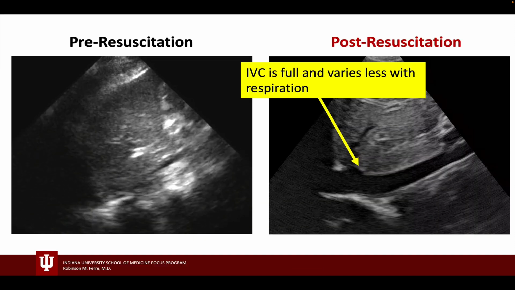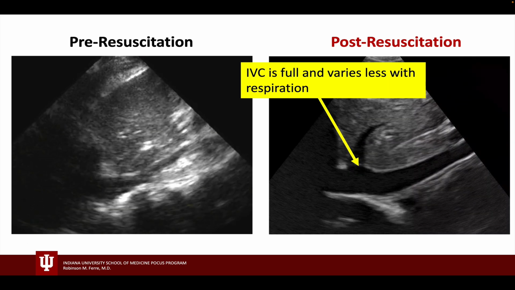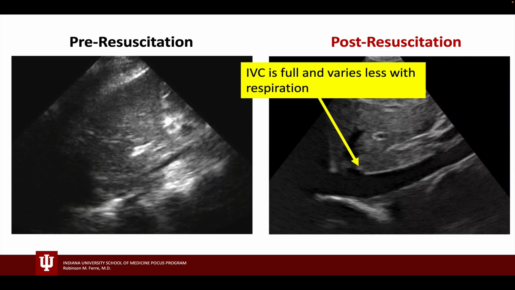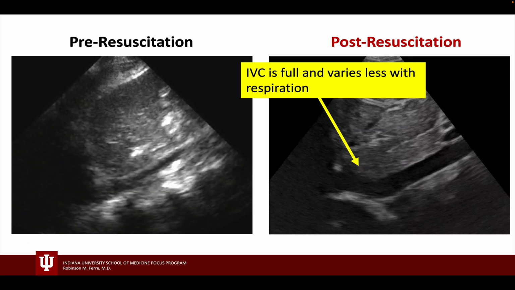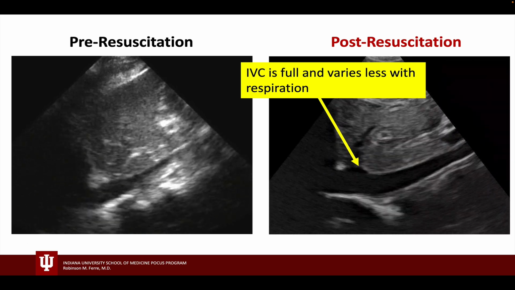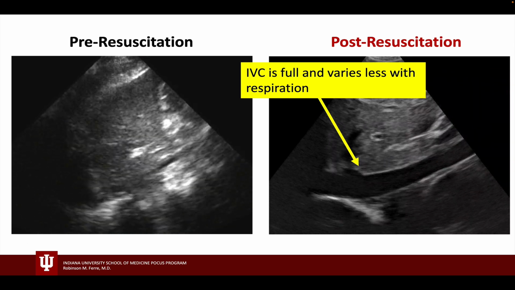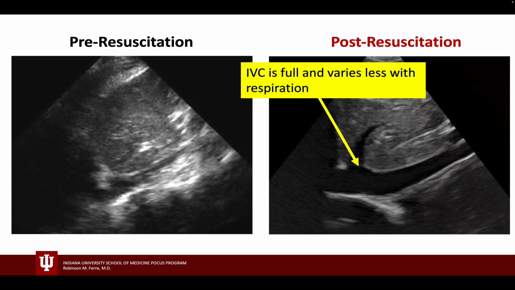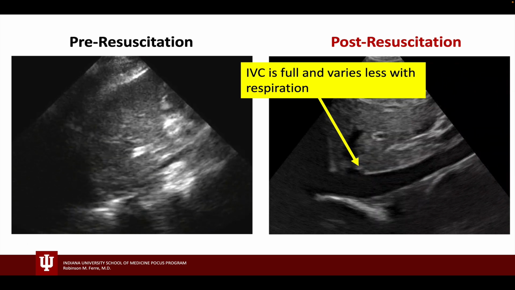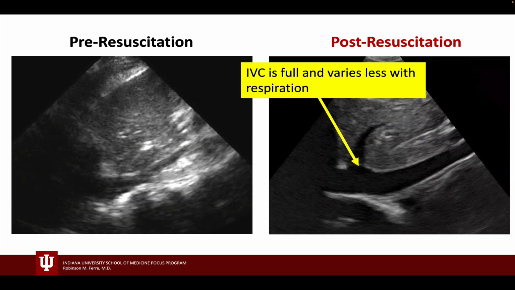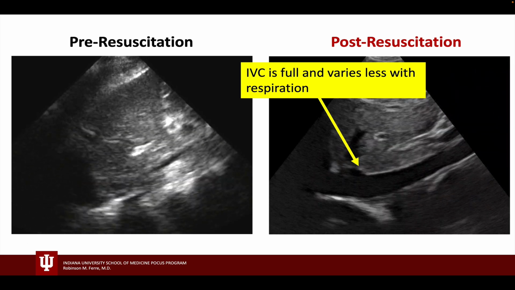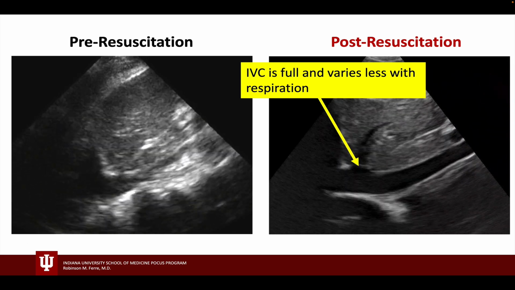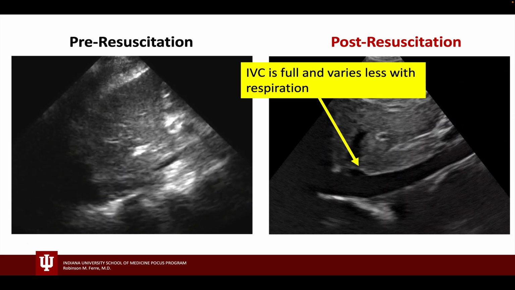So here's an example. After we've adequately volume resuscitated a patient, given them 2 to 3 liters of IV fluids, we can look at the IVC again, and in this case, we can see that the IVC is now full. There's less respiratory variation, and it's much larger in size. This is a good indication that we have adequately volume resuscitated the patient.